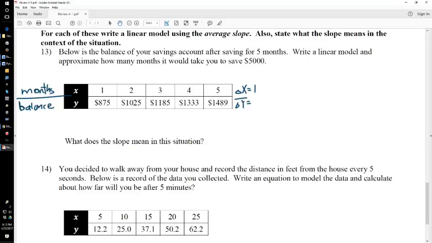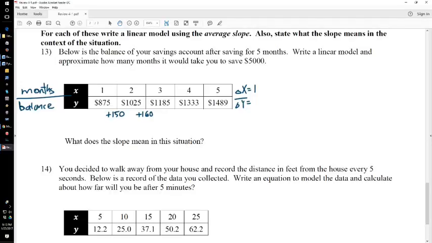So, real fast, 1025 minus 875. So it's 1025 minus the one previous equals $1,900. So you added $1,900. No. I did it backwards. I did plus, not minus. 1025 minus 875. There we go. So it went up $150. 1185 minus 1025 went up $160.